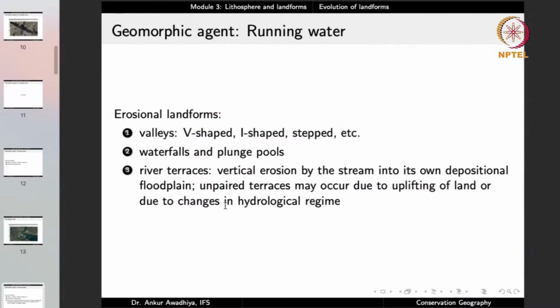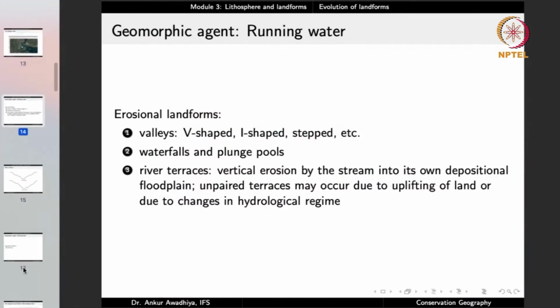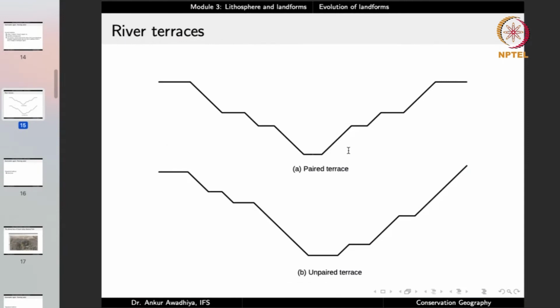And these terraces can be paired terraces or unpaired terraces. So this is an example of a paired terrace. So in a paired terrace, both the sides will look symmetrical. This is an example of an unpaired terrace. Now in both the cases, the river is flowing here in the center. Now in the case of unpaired terrace, both the sides are not symmetrical.